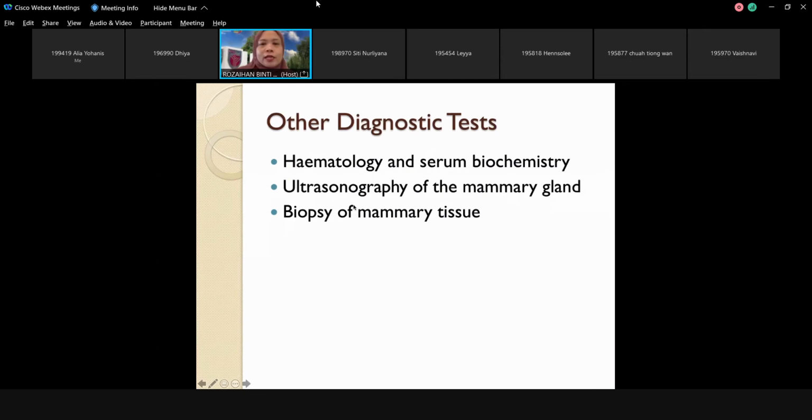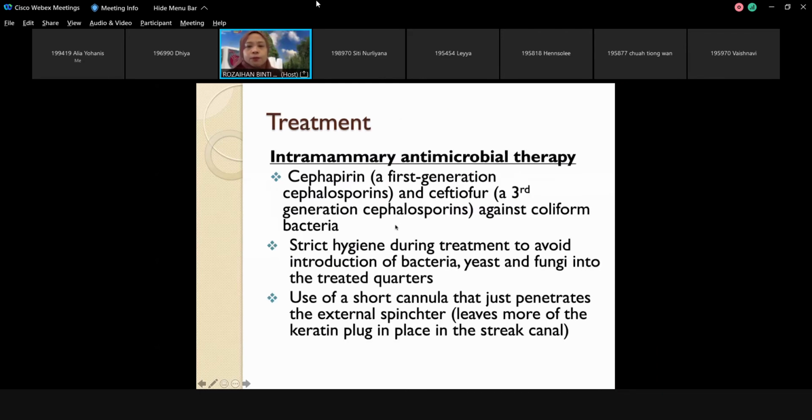Other diagnostic tests would be, if the animal is having systemic signs, of course you can send blood for hematology, run biochemistry, you can do ultrasound, you can do biopsy. But these two are only necessary if it's really practical. Biopsy is more research based. This is not something that we would do, because other tests would be more feasible.